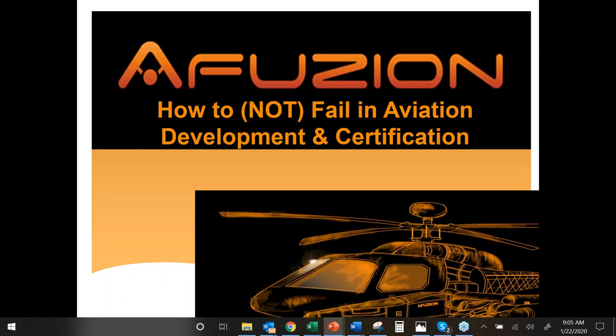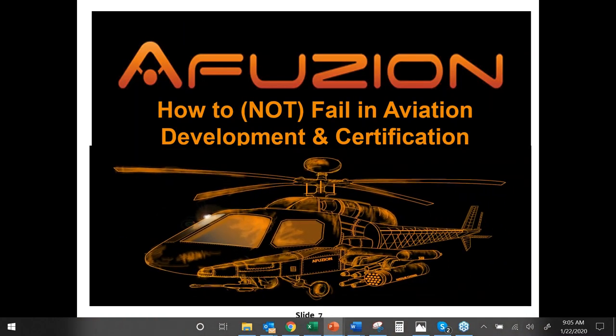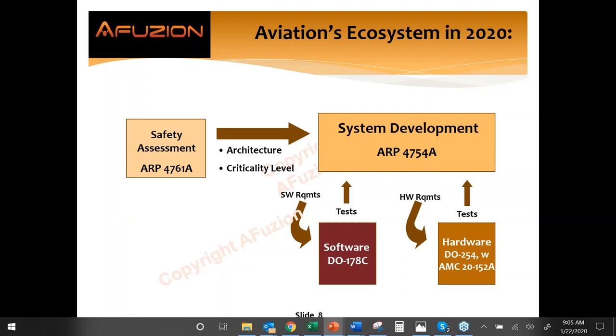Now, let's dive in. How to not fail in aviation development and certification. It's what we're all here for today. Remember, the aviation ecosystem. Most of us work in just one of these areas, but for us, it's all of them. First, in your upper left, it's the safety assessment. That's ARP 4761, but it's the new version coming out this year, 4761A. Think of the A as being a little more aircraft-centric. That's not what it means. It means the next version, but A for aircraft, a little more cohesiveness and coordination across the systems within the aircraft.